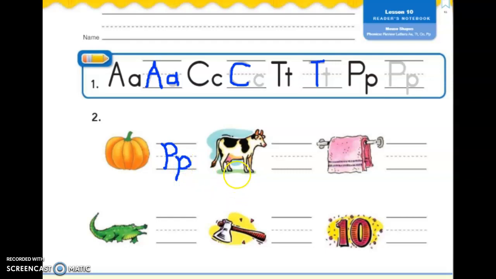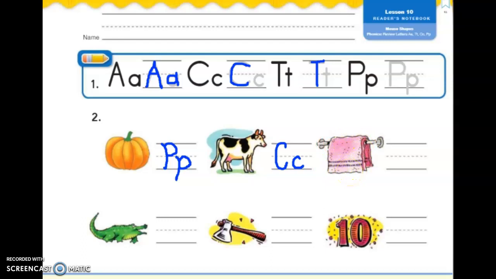Good. All right, next I see a cow. And what is that k sound? It is a C. So start from top and go around to the bottom and curve up. Oh, I don't like the way mine looks, so I'm going to try again. So I'm going to go from top, go down to the bottom and curve around a little back up. Capital C, lowercase c.